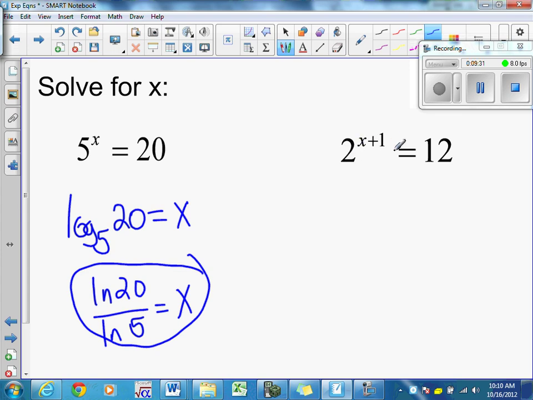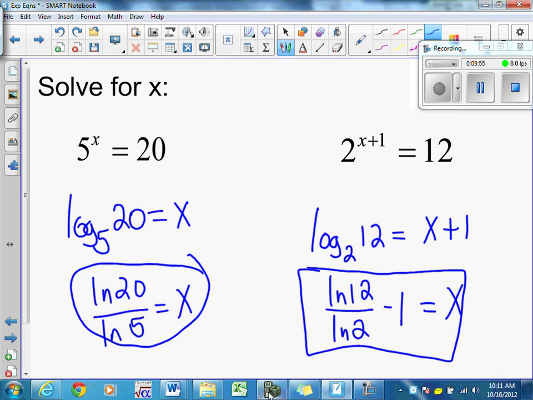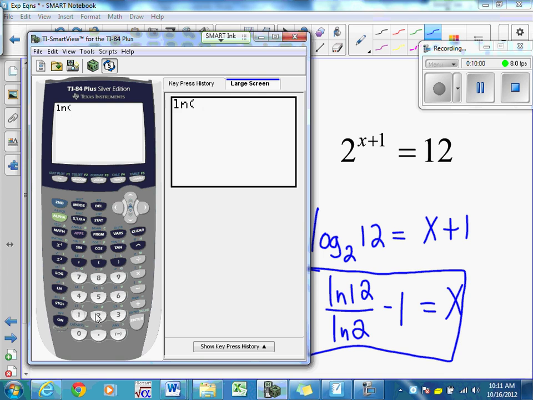2 to the x plus 1 is 12. This is going to be log base 2 of 12 equals x plus 1. Instead of just x, we got x plus 1. Now this is just natural log of 12 over natural log of 2. And we want to solve for x. So now I got to subtract 1 from each side. And there's my answer. Now if we wanted to simplify that, that's natural log of 12, parenthesis to close it off, divide by natural log of 2, parenthesis to close it off, minus 1, and we get 2.585.